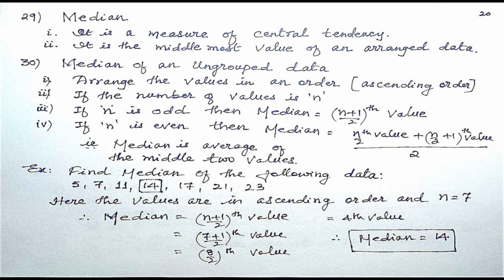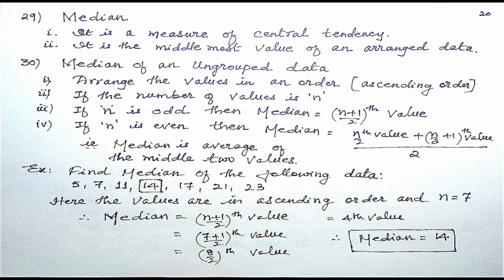If you want to find the median of an ungrouped data, arrange the values in an order. Generally, we arrange them in ascending order. If the number of values, that is, if the count is n: if n is odd, then median is equal to (n plus 1) by 2th value. If n is even, then median is equal to n by 2th value plus (n by 2 plus 1)th value divided by 2. So these two relations you have to remember.